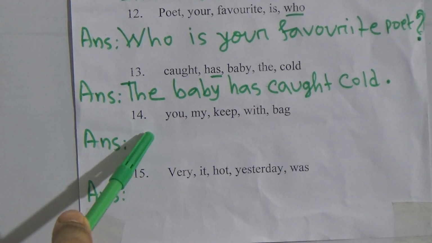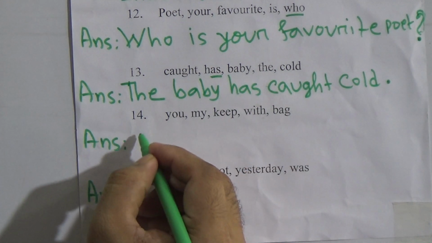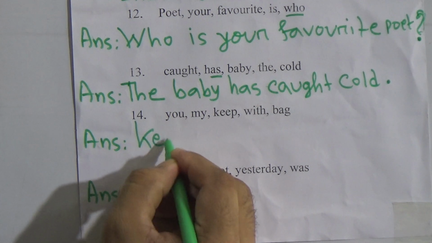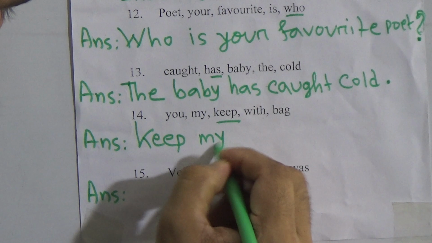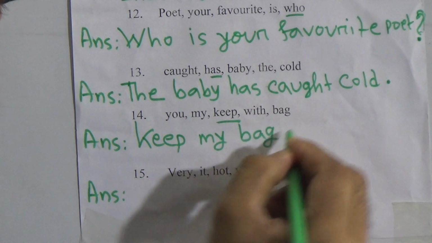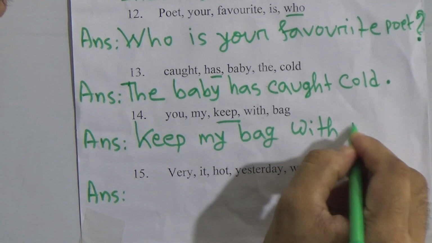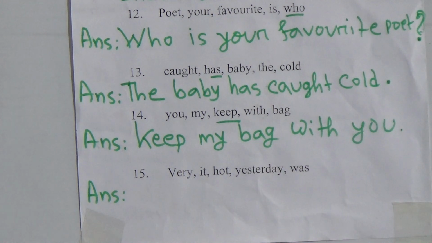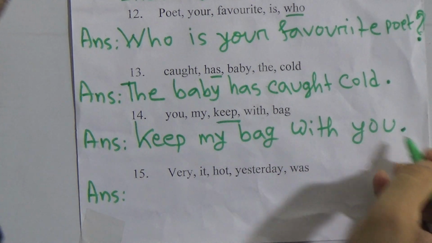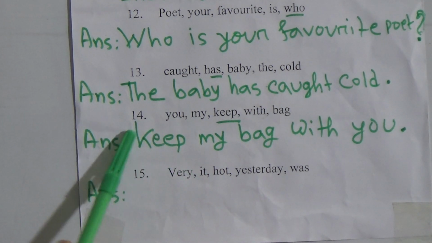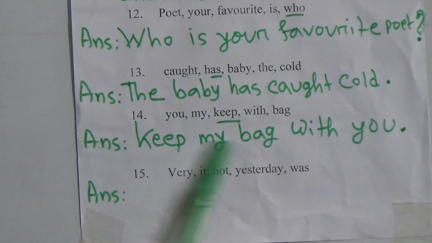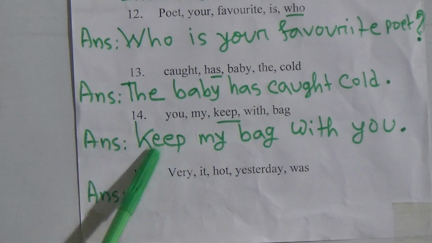Okay, now number 14. It is also our imperative sentence. Write first the main verb. Keep my bag with you. This is our requesting sentence. All requesting, commanding and advice sentences are known as imperative sentences. An imperative sentence starts with the main verb, and here there will be no subject given first. Keep my bag with you.